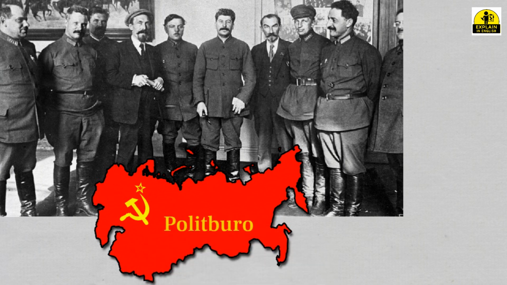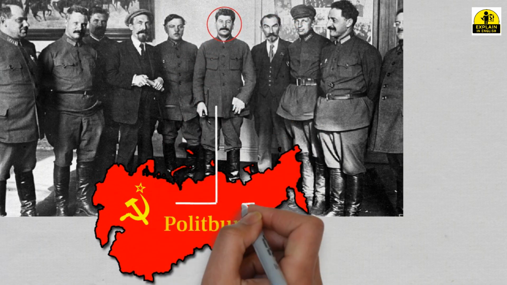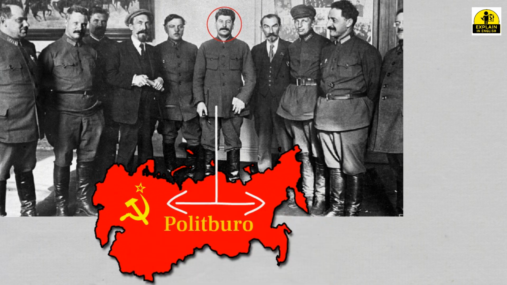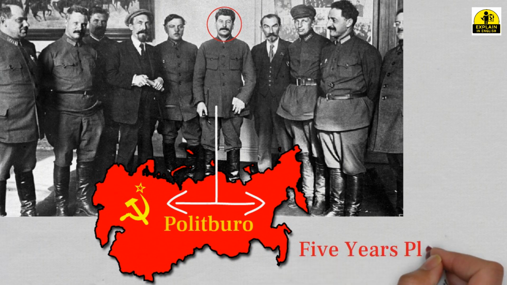In this image, the person in the middle is Stalin, and the rest are his committee members. Basically, these people had started ruling the USSR. But during this period, the USSR also successfully introduced good things like the 5 Years Plan.